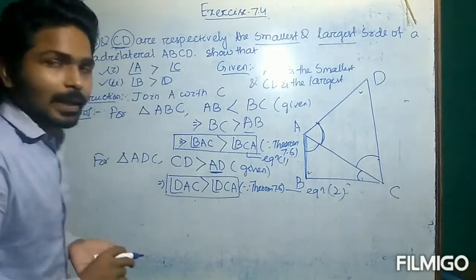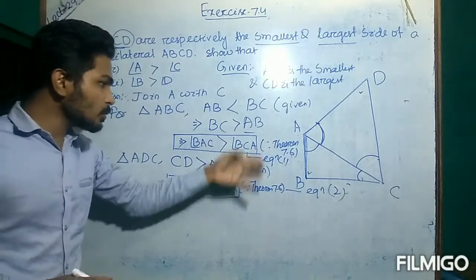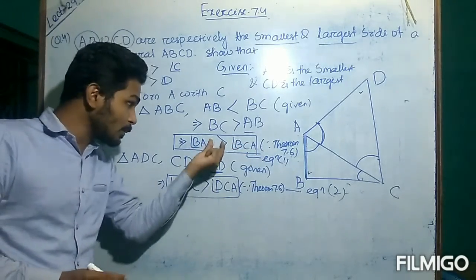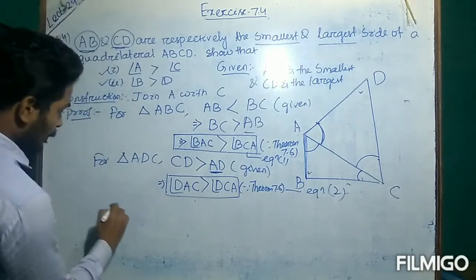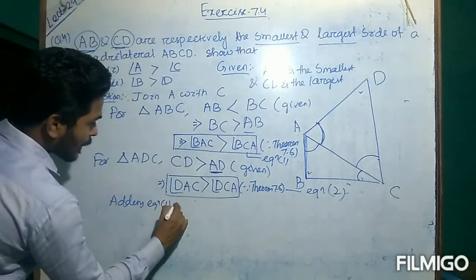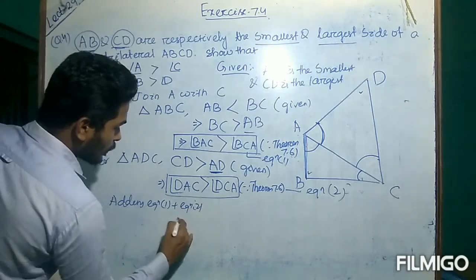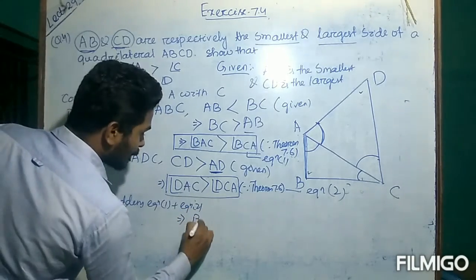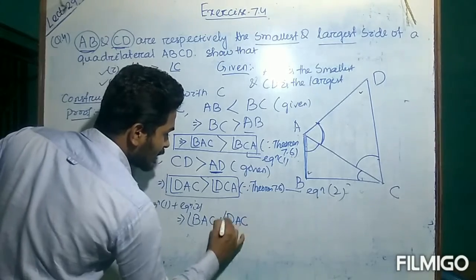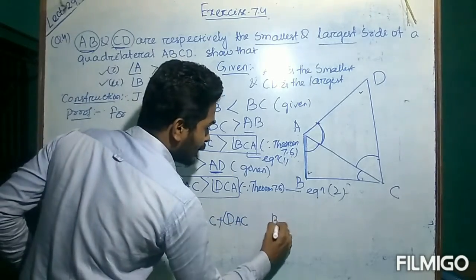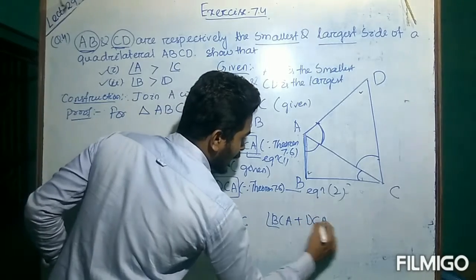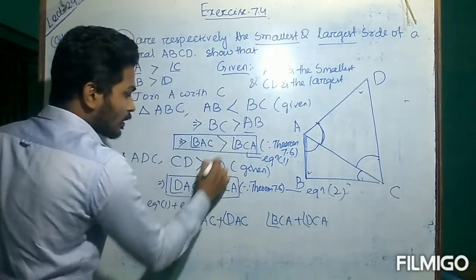How can we add them? As I have told you, in order to add these two equations, you have to add the left hand side with left hand side, right hand side with the right hand side, and then you have to use this symbol. So, adding equation 1 plus 2, what do we get? We get BAC plus DAC, right? And in the right hand side, BCA plus DCA. And in between them, we have to use which symbol?